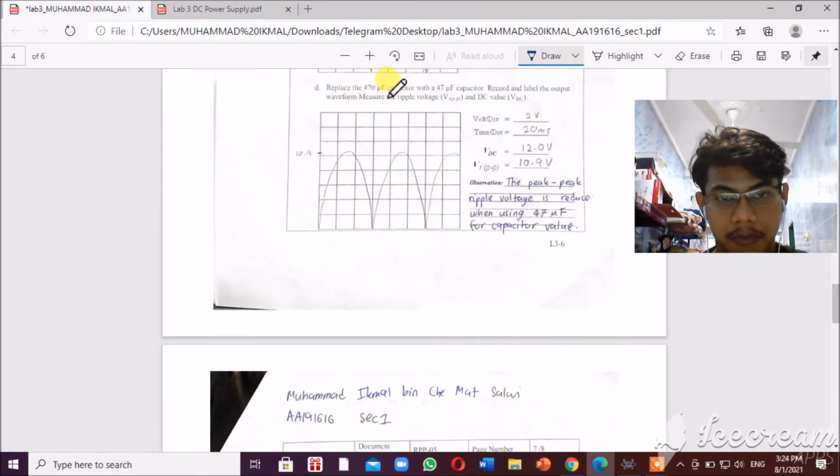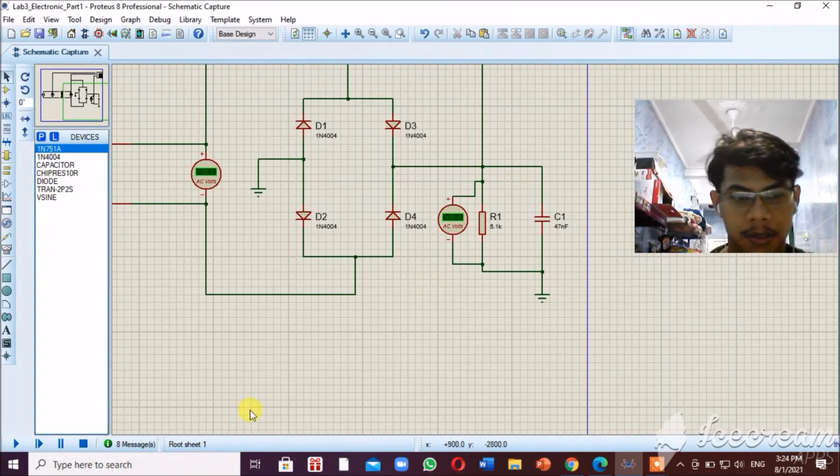Replace the 470 microfarad capacitor with the 47 microfarad capacitor. Record and label the output waveform, measuring the ripple voltage VR peak to peak and the DC value. So this, I made it wrong also. It should be like this, the VR peak to peak ripple voltage.